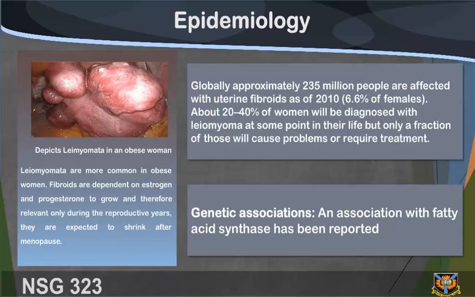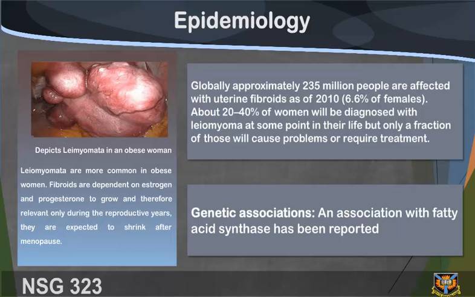Epidemiology. Leiomyomata are more common in obese women. Fibroids are dependent on estrogen and progesterone to grow and therefore relevant only during the reproductive years. They are expected to shrink after menopause. Globally, approximately 235 million people were affected with uterine fibroids as of 2010. About 20 to 40% of women will be diagnosed with leiomyoma at some point in their life, but only a fraction of those will cause problems or require treatment.